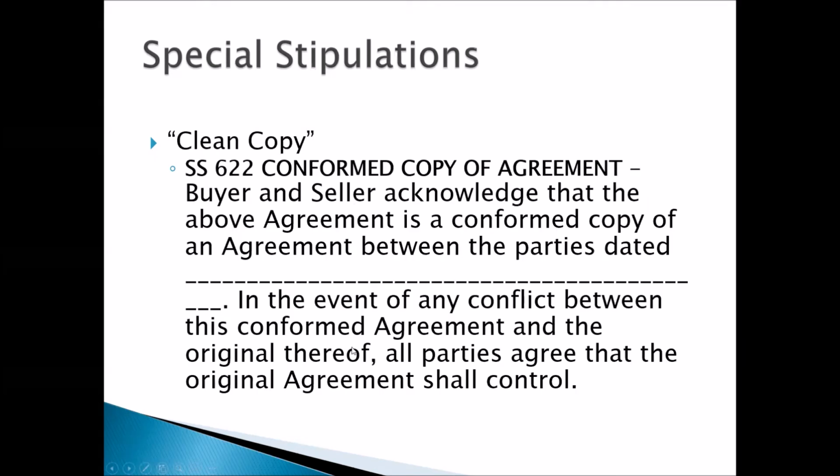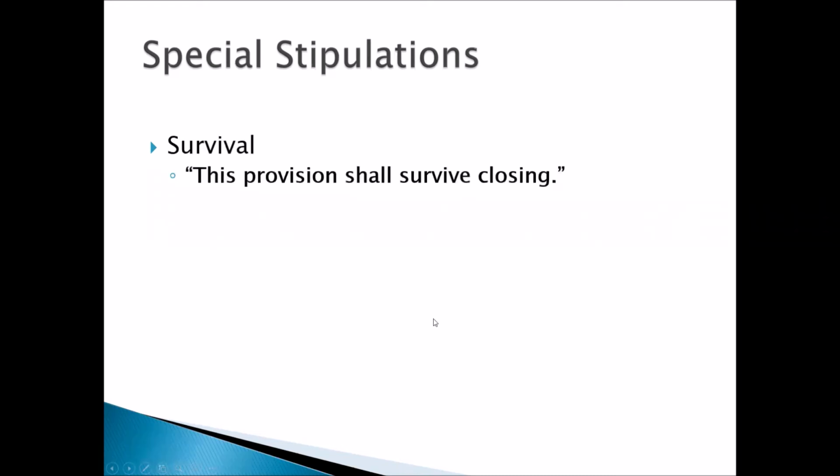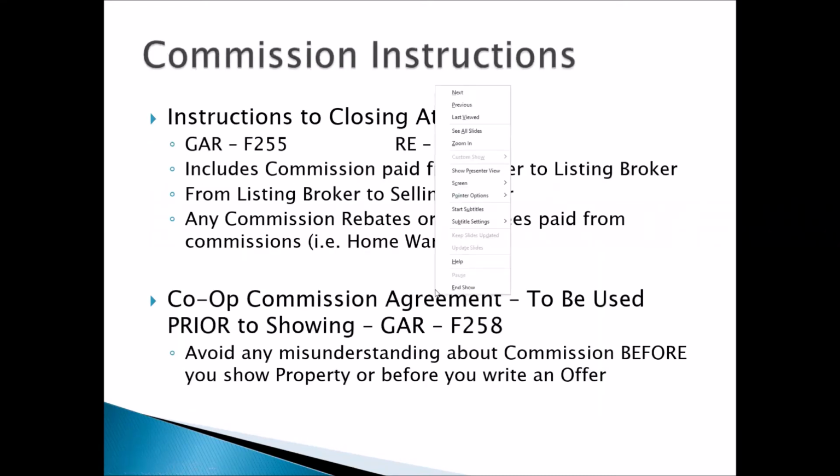All right. If you, buyer and seller, go binding with a counter offer form and one of the parties asks for a clean copy, you'll want to include this special stipulation on the clean copy that just says, if there was a typographical error, for example, and a conflict between the conformed copy and the original copy, the provisions of the original shall control. I'm just, again, pointing out to you some special stipulations that you're going to want to use. Now, survival.